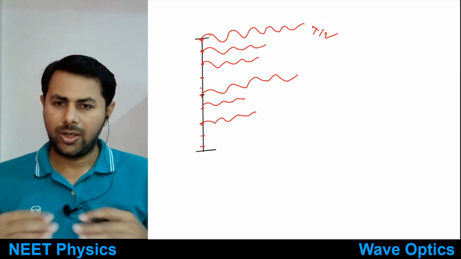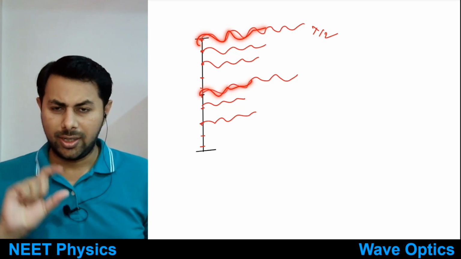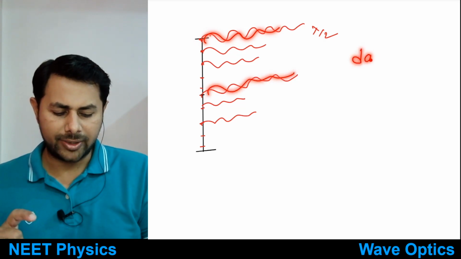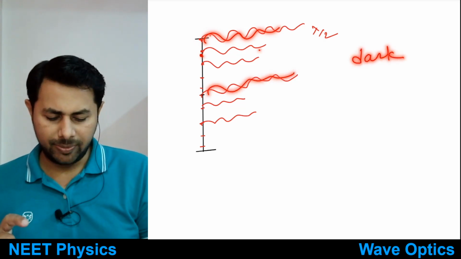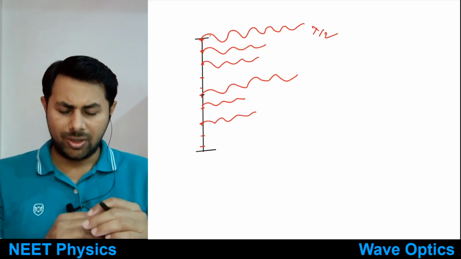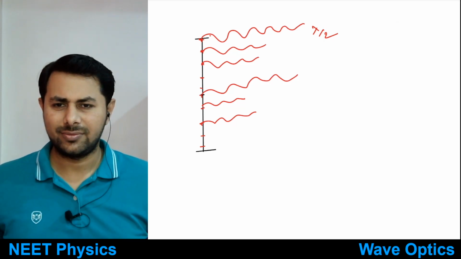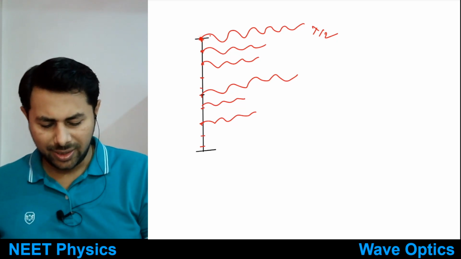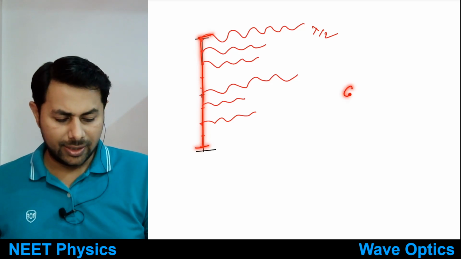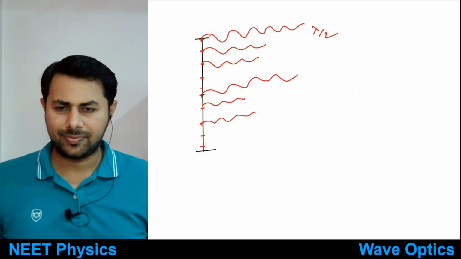And therefore if you consider this wave and this wave only, the interference due to them will give rise to what? A dark point. Then the interference due to this wave and this wave will also give rise to a dark point, and that's why there would be completely destructive interference. So the point on the screen would be dark. So if the path difference between the extreme points is equal to what? That is, a sin theta is equal to lambda, then the point would be dark.